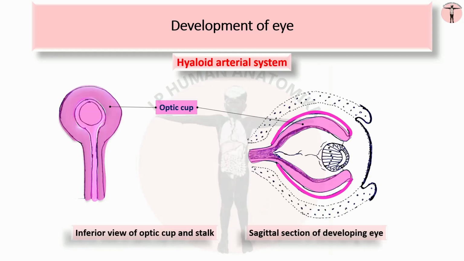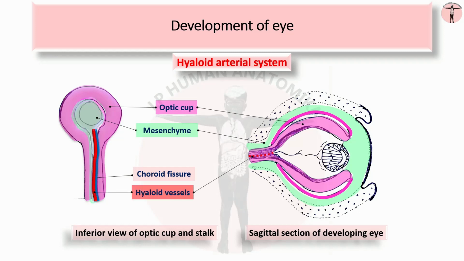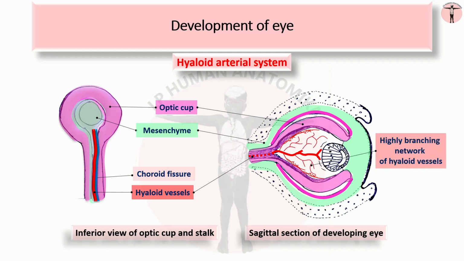Mesenchyme surrounds the eye primordium from outside and also through the choroid fissure invades the inside of the optic cup. In the choroid fissure, the mesenchyme forms the hyaloid vessels, which supply the lens during intrauterine life. The hyaloid artery forms the vascular layer on the inner surface of the retina and also forms a highly branching network that fills the vitreous cavity between the lens and the retina.